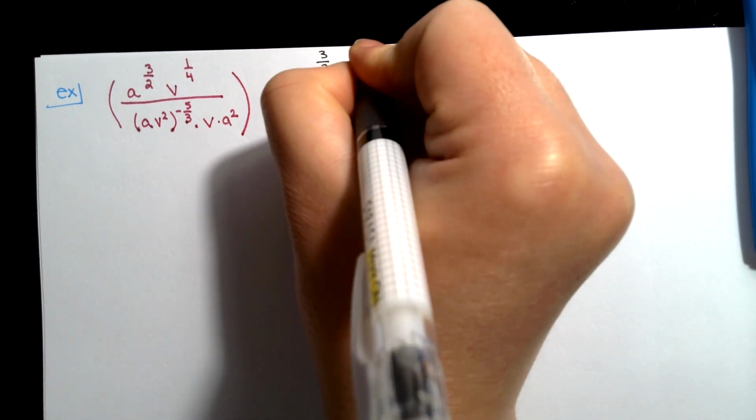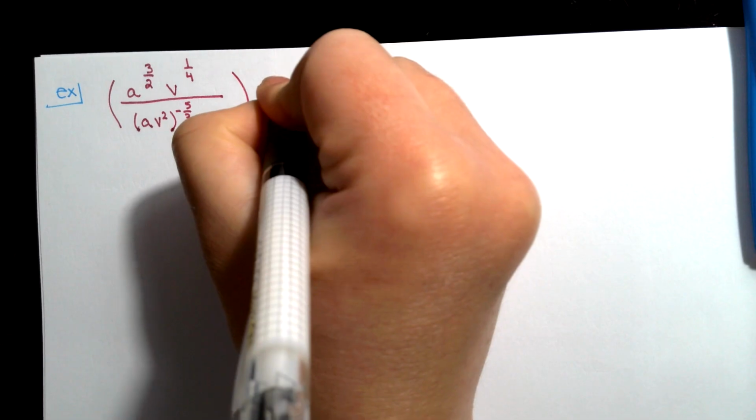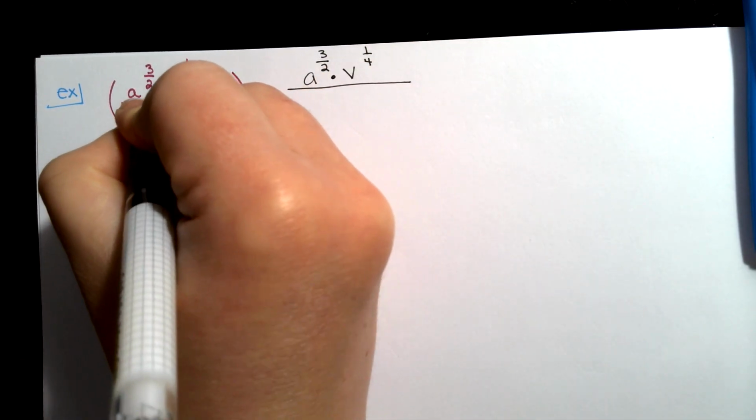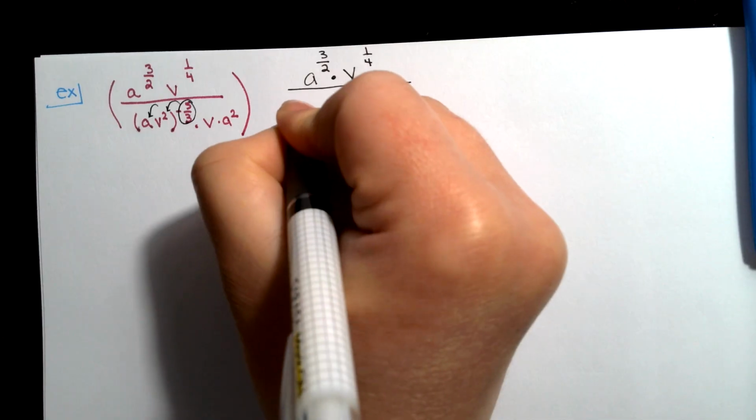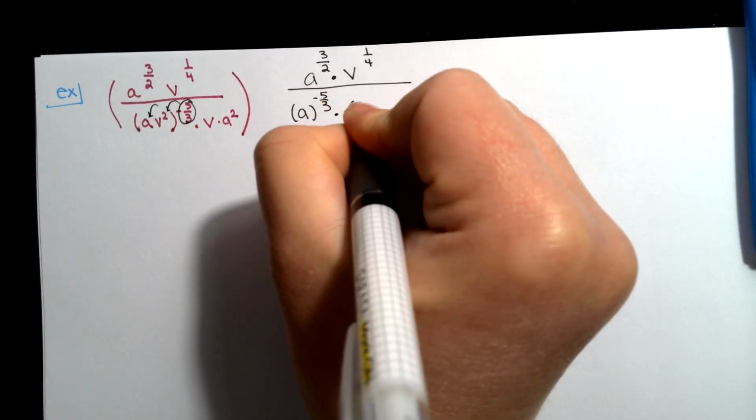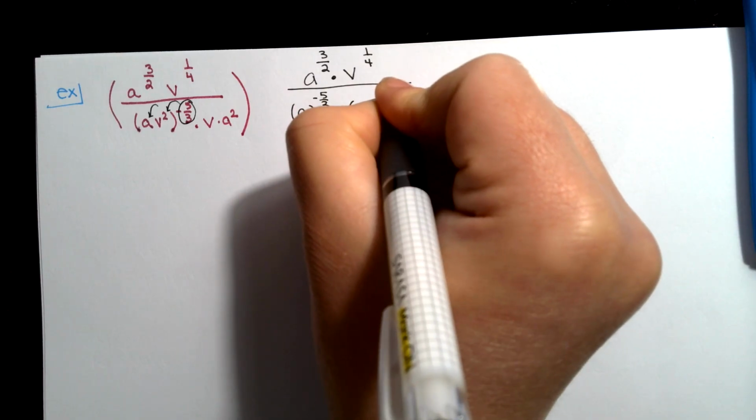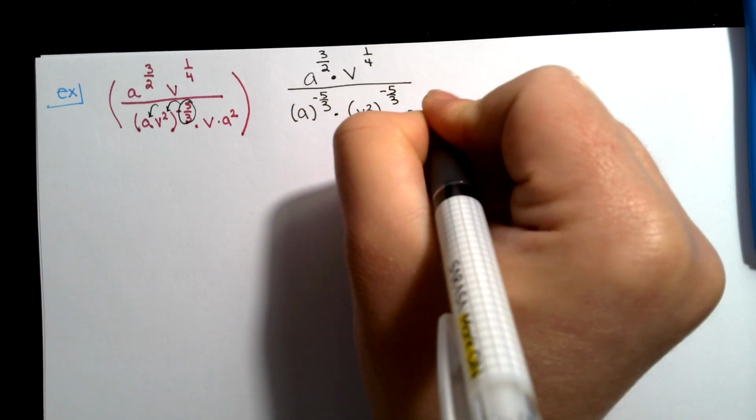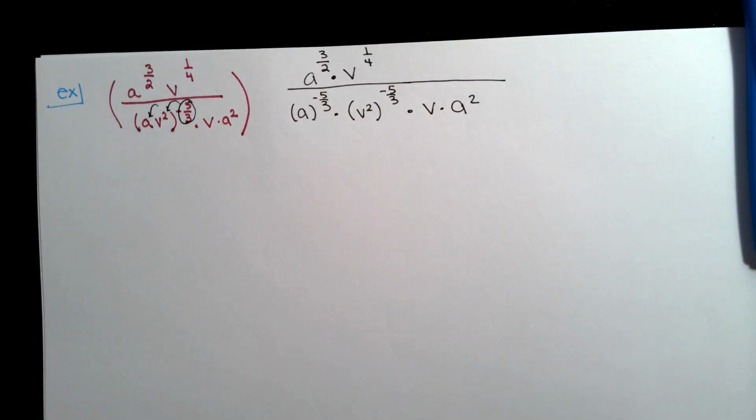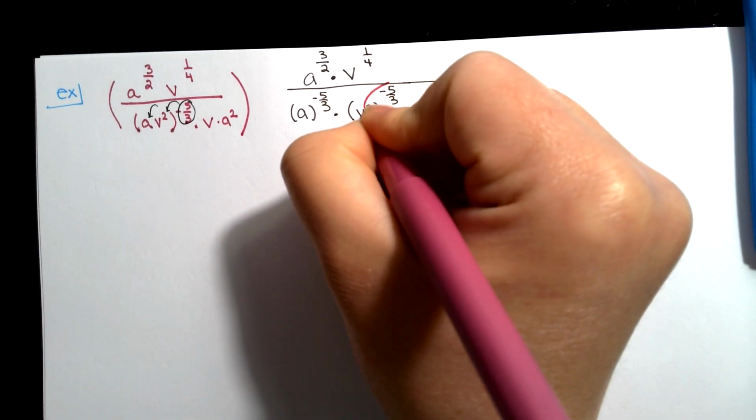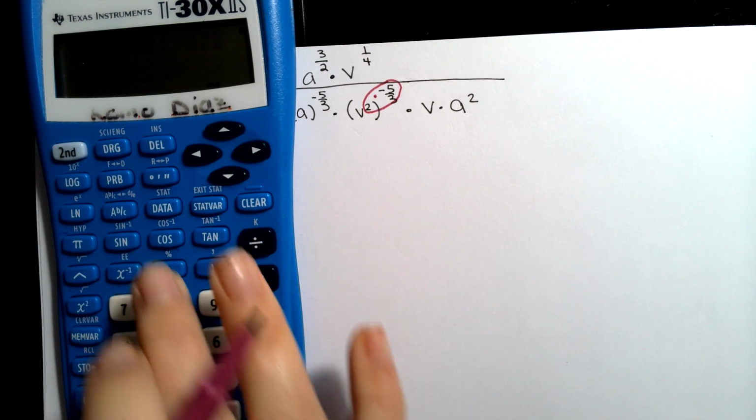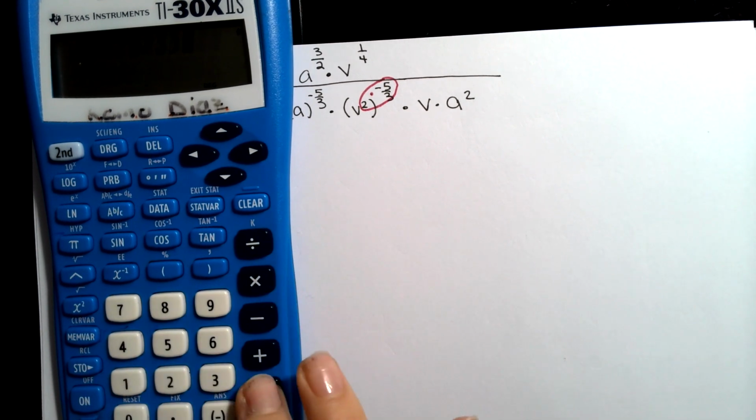We're going to rewrite everything using multiplication here. Everything gets to be split up. This negative 5/3 is going to go on v and on a. So v squared has an exponent of negative 5/3 times v times a squared. If you have an exponent raised to an exponent like here, we're going to multiply with the help of a calculator. 2 times open negative 5/3, close it.